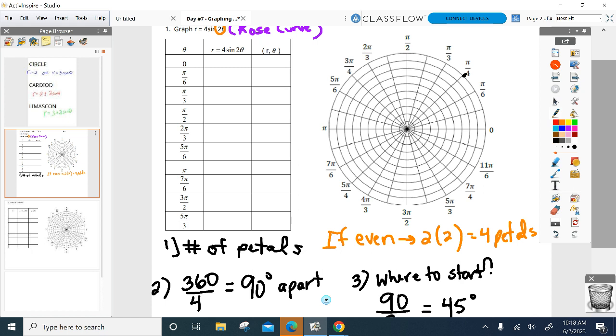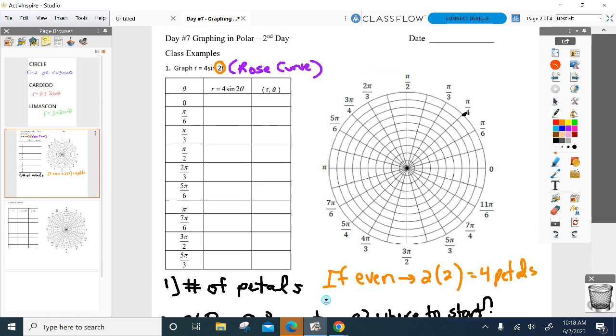Everyone all right on how I got there? Now what do I plot there? You plot how far the petal is going to go out. And that is the first number. What's my first number in this curve? 4. So at pi over 4, 1, 2, 3, 4. That's how far the petal is going to go out, whatever that first number is in the equation.